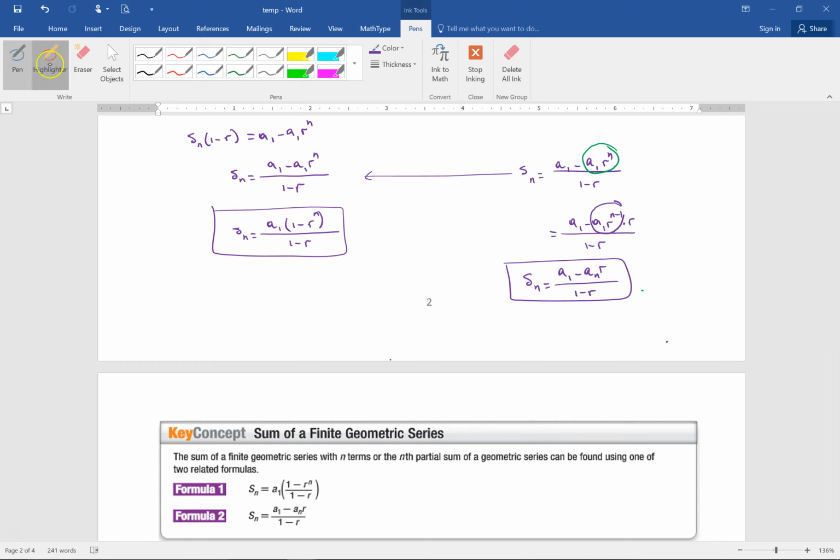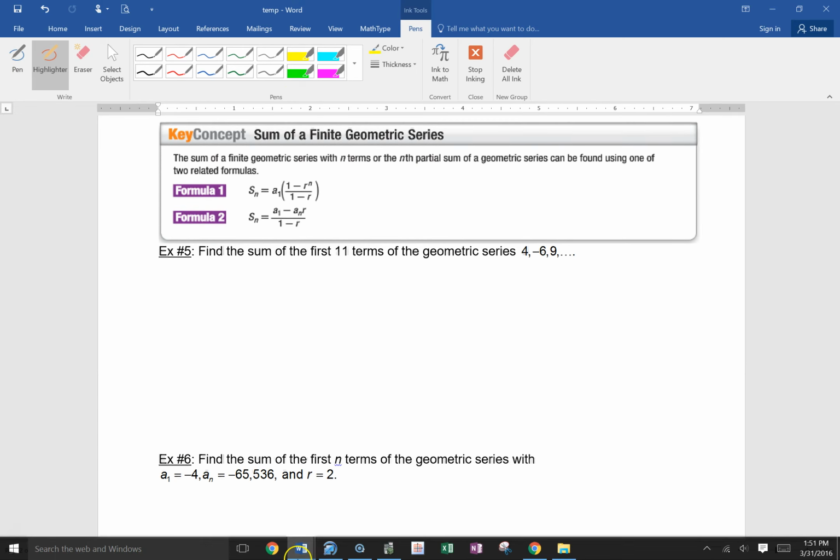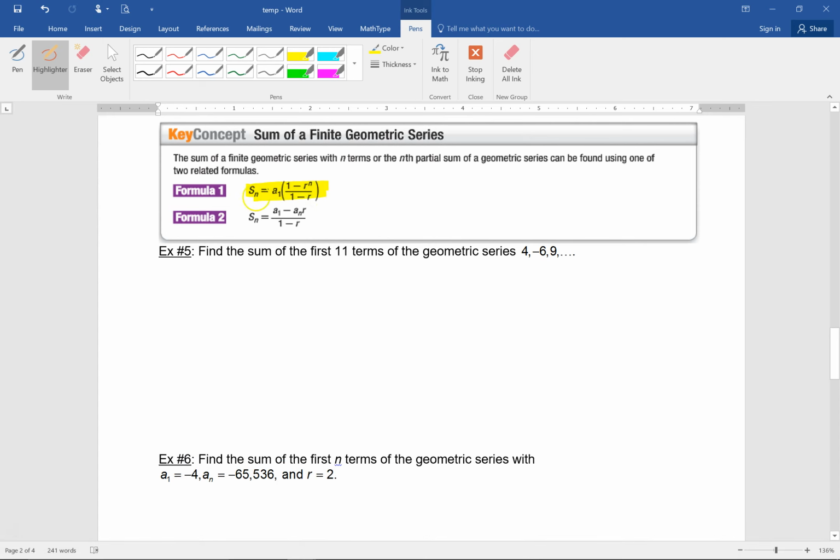You have to multiply by r because that's just how the proof works. It's because the geometric sequence is being multiplied by r, so that's just what we have to do. All right, so here are the two formulas, and now you know exactly where they came from, so you can use them. In fact, we're going to use them right here.